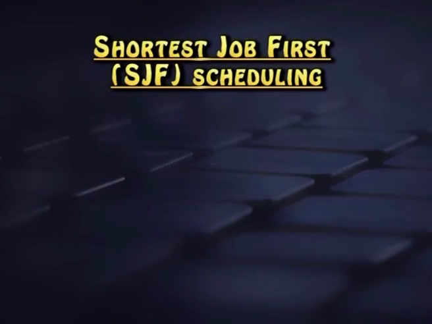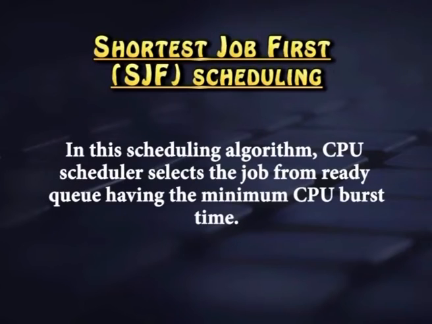The second scheduling algorithm is the shortest job first algorithm. In this scheduling algorithm, the CPU scheduler selects the job from the ready queue having the minimum CPU burst time. A job having minimum CPU burst is called the shortest job. Hence, this algorithm is called the shortest job first algorithm. If two processes have the same CPU burst time, the first come first serve strategy is used for them. This is the optimal algorithm.